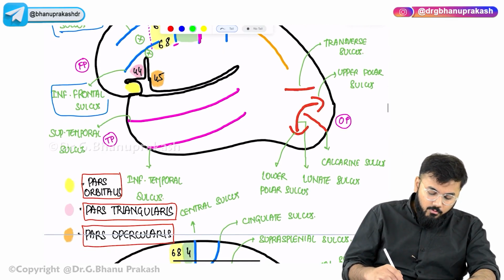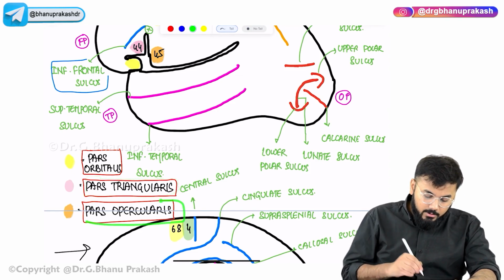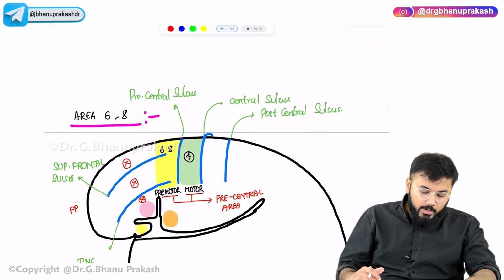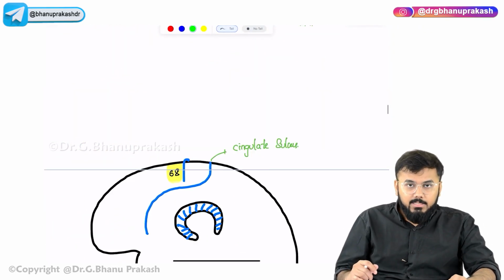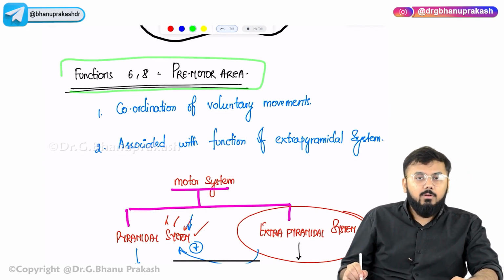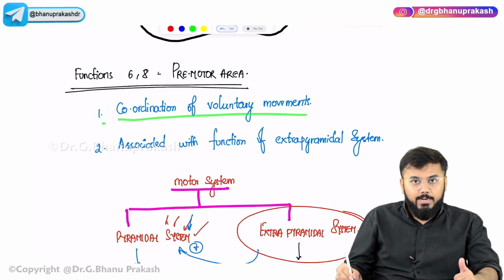Exactly speaking, 44 is where? 44 is pars triangularis and pars opercularis is your 45. Okay? Right. Now, coming to area number 6 and 8. Area number 6 and 8. Now, if you look at the functions of area number 6 and 8, what are the functions you see? So, first is coordination of voluntary movements.